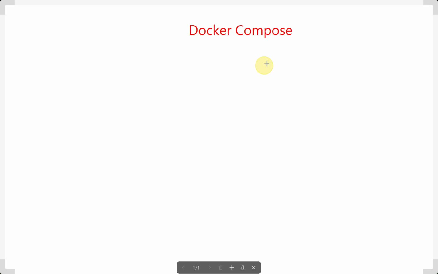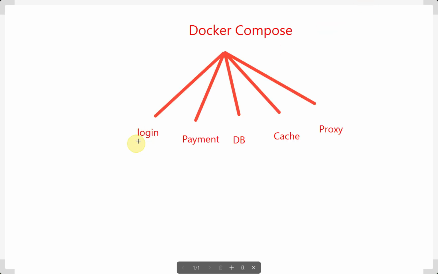In real-time, applications will have multiple services. The services can be login service, payment service, database service, cache service, or proxy services. These are some of the examples for different services. Here, each of these services will have its own containers. For example, my application has 10 different services. Then I have 10 different containers. So each of these will have its own Docker images.